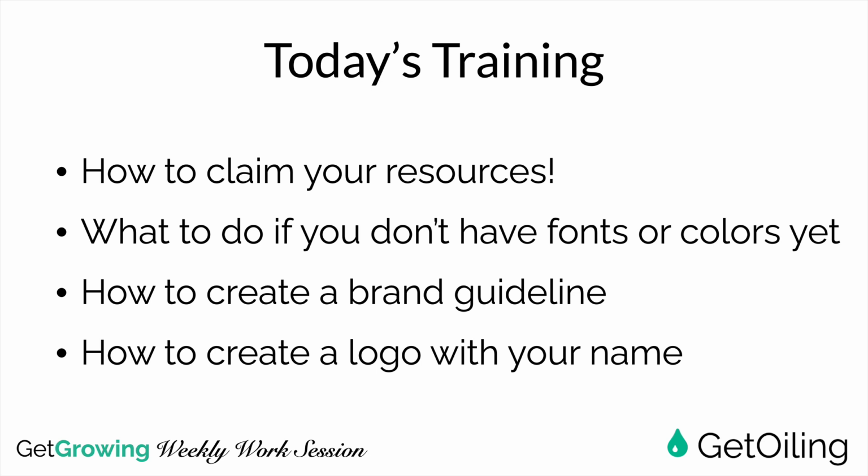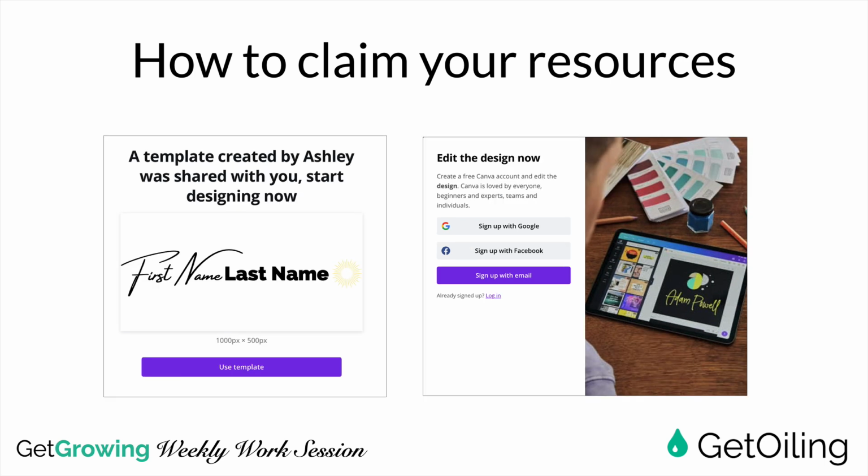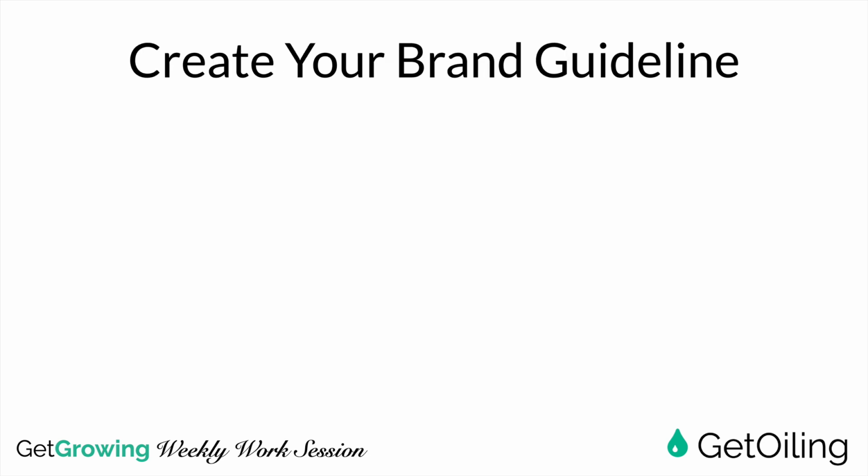Now, next week, we are going to learn how to plug it all in. This week, we're going to make the stuff. So let's get started. First, we've got resources that you can claim. First is a brand guideline. You can get access to this by clicking the link below and either signing up for a free Canva account or signing in with your own. You'll also see that there is a template that you can use for a horizontal name logo, as well as a square name logo. Now, let's talk about creating our brand guideline.